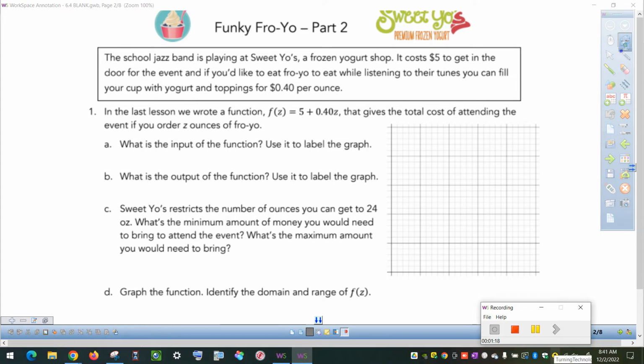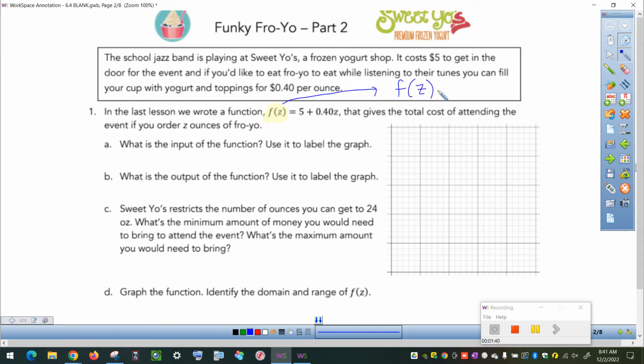All right, so we're going to start by revisiting the same function that we wrote yesterday that was giving us the amount of dollars that it would cost to attend the event based on the number of ounces of frozen yogurt. Now, notice that the way that this equation is labeled, it's f of z. Well, this is really the same thing as when we used the variable z. So we were using z to represent the amount of dollars. f of z is meant to be the same thing as z.